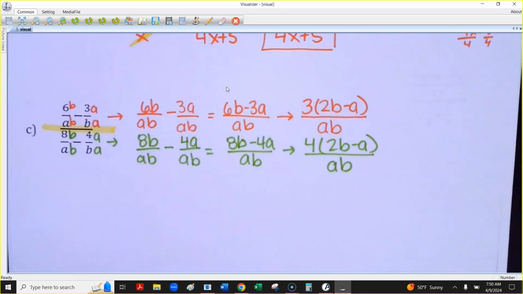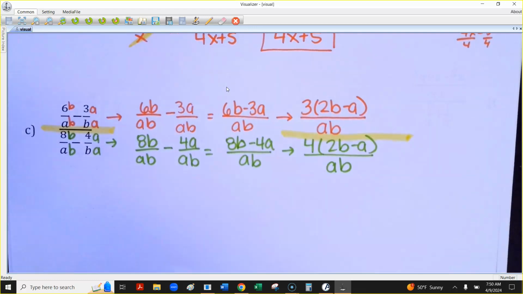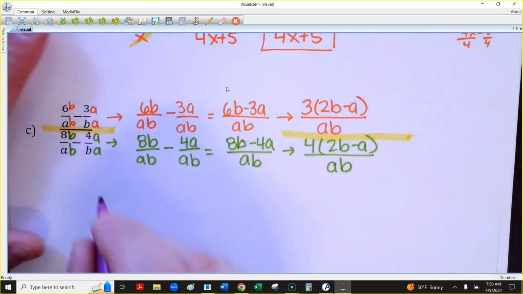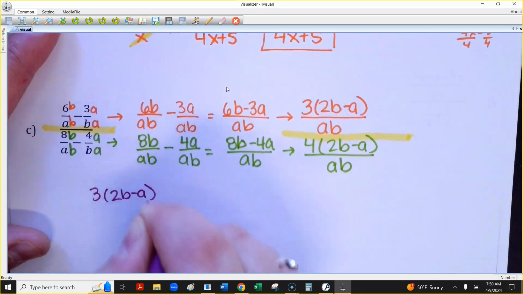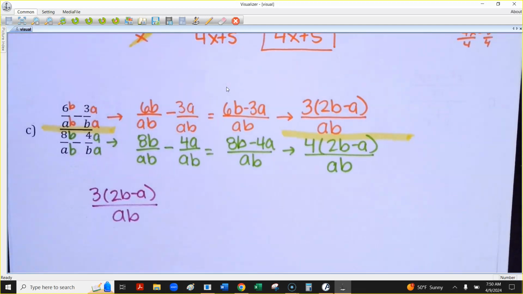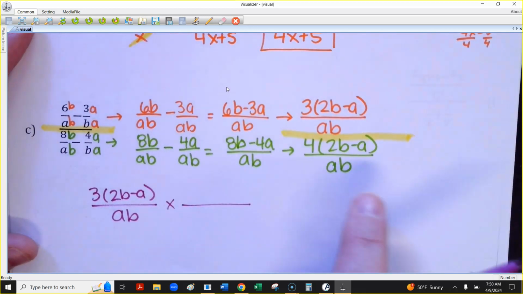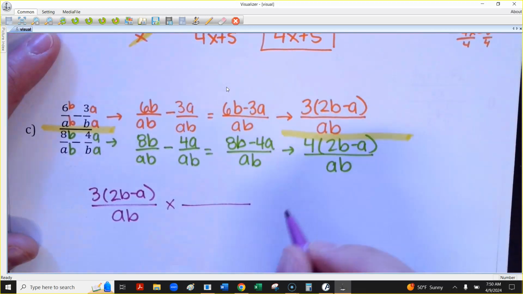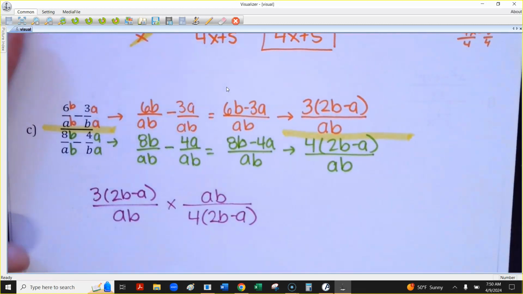All right, so here we're going to do our keep, change, flip. So I'm going to keep the numerator, and I'm just going to keep it in factored form. It makes it easier to find restrictions, and it also makes it easier to cancel things out. So that's just the numerator. I just kept that the same. I'm going to change that division to multiplication, and we're going to flip this guy over. So the AB would come to the top, and the 4 times 2b minus a goes to the bottom.